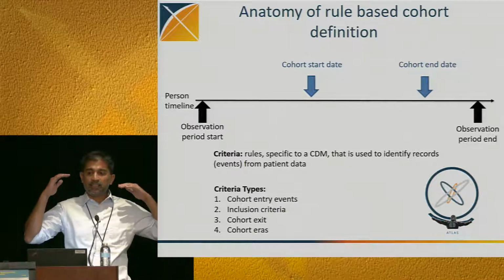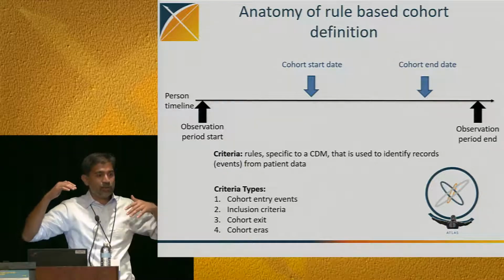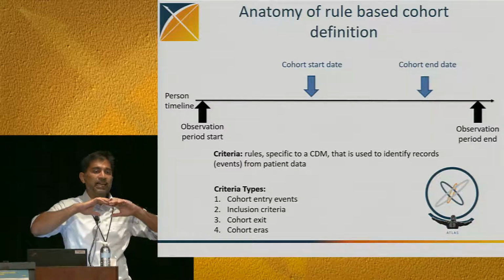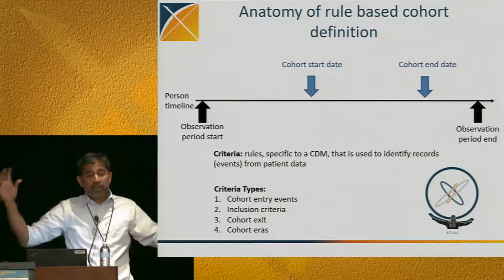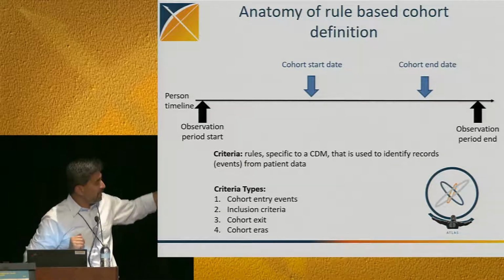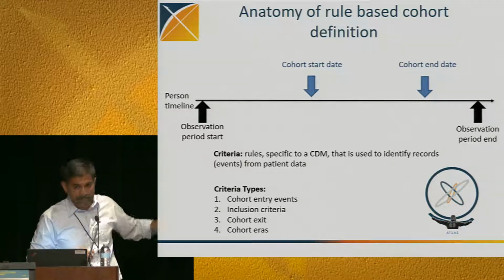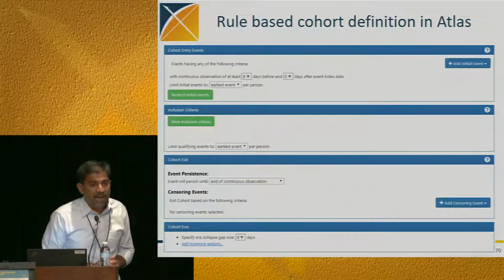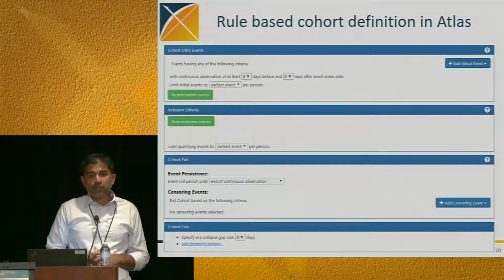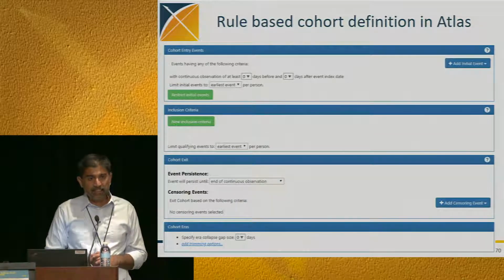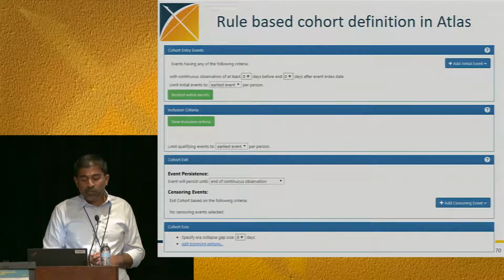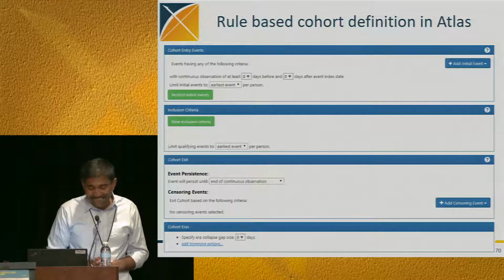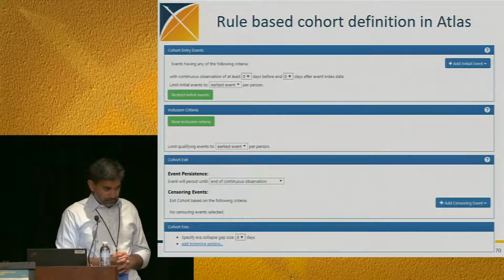The Graham study has certain inclusion criteria, certain rules that they used as part of this study. What the OHDSI community has done is taken the generalizable framework of all of these studies and created these types of criteria types. So this is a screenshot of the Atlas user interface. The Atlas user interface to build a cohort has 4 sections. The sections are cohort entry events, inclusion criteria, cohort exit, and cohort errors.